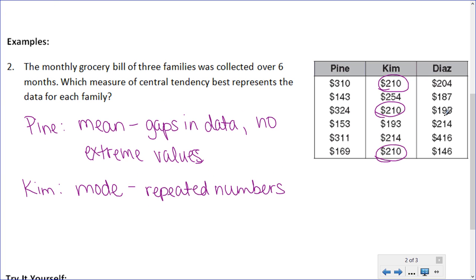Okay, and then the last one, the Diaz family. If you look through this list of numbers, you might see something that's a little out of the ordinary. 204, 187, 195, 214. What on earth happened here? So you can see how this is definitely an outlier. It's an extreme value because it's so far away from any of the other ones.